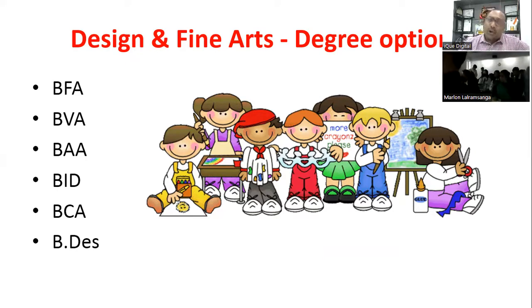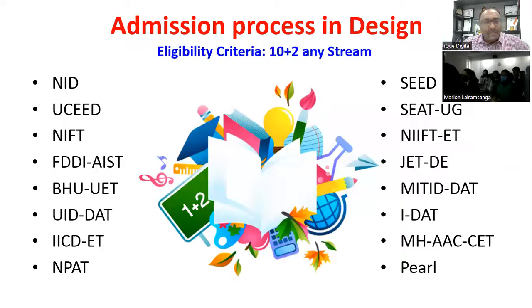In this, there could be a lot of specializations, which may include animation film design, ceramic and glass design, exhibition design, fashion design, film and video communication, furniture and interior design, graphic design, industrial and product design, jewelry and accessory design, textile design, apparel design, and so on. Eligibility criteria is 10+2 in any stream, and most of the institutions in India would have their own entrance process, which will include a written exam, portfolio assessment, followed by an interview.